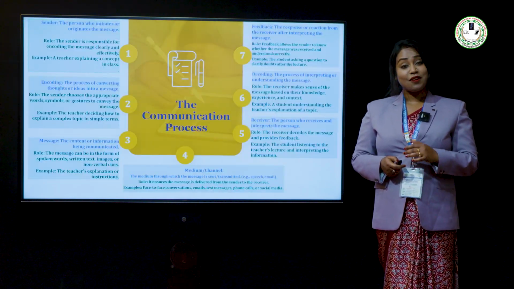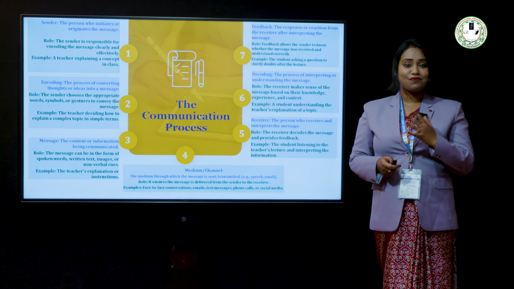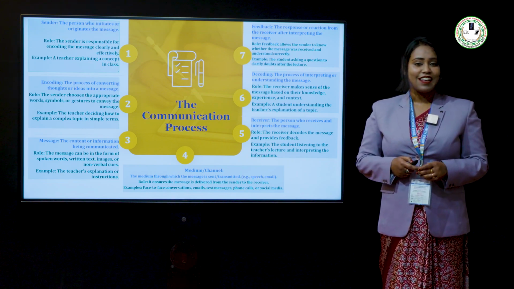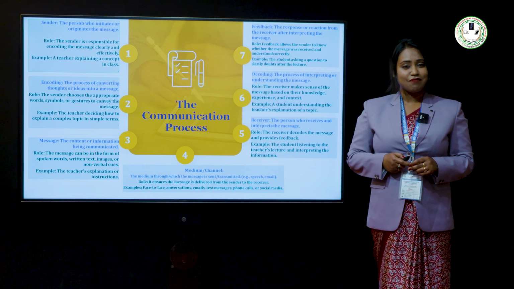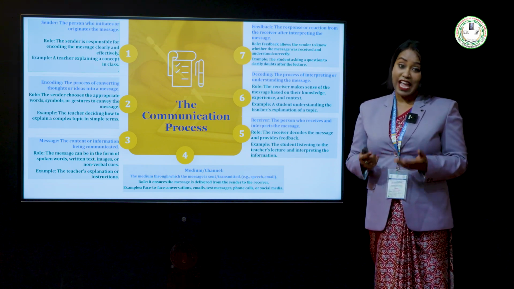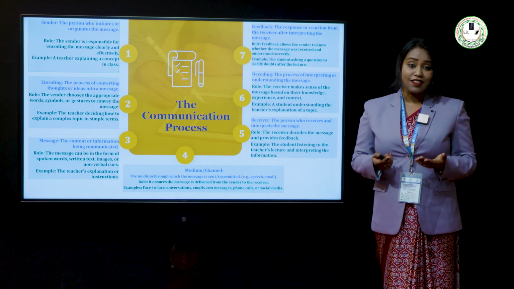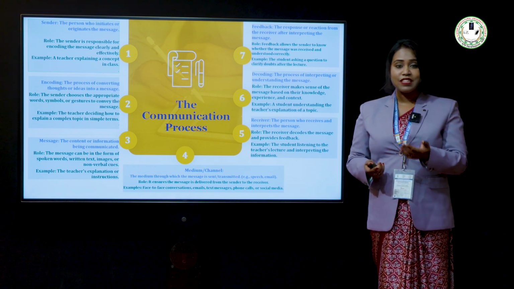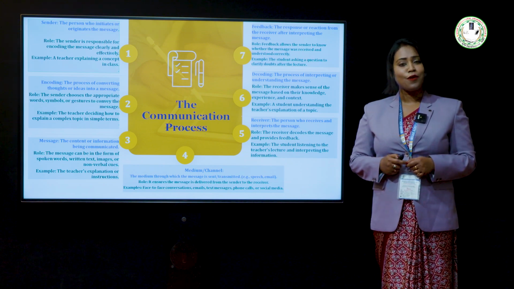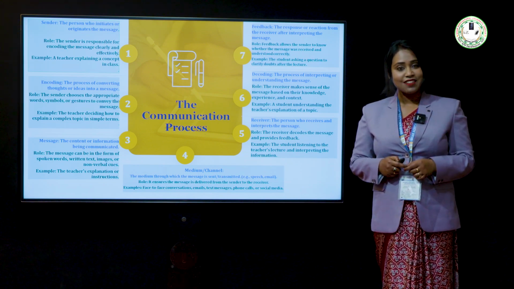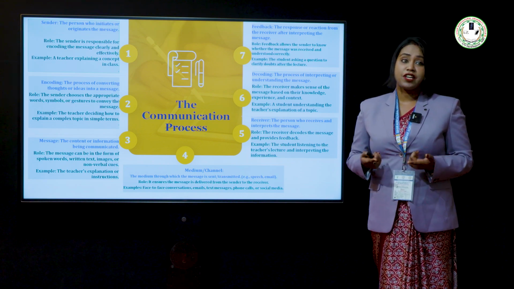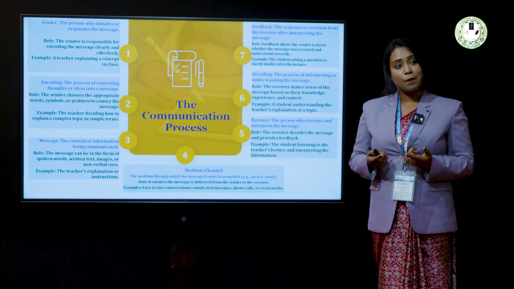So next, what is the actual communication process? Process means it's very systematic and there are several steps and several elements which work together step by step. So let's start with the communication process. The first one is who has the message, that means the sender or the source. The person who initiates or originates the message.